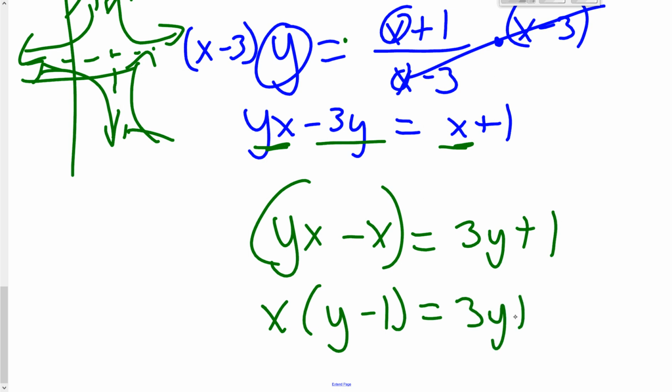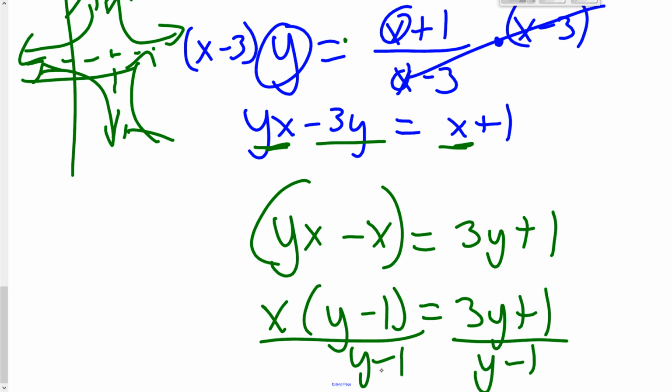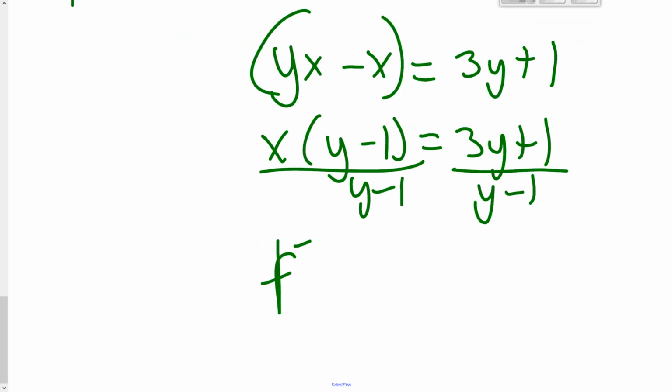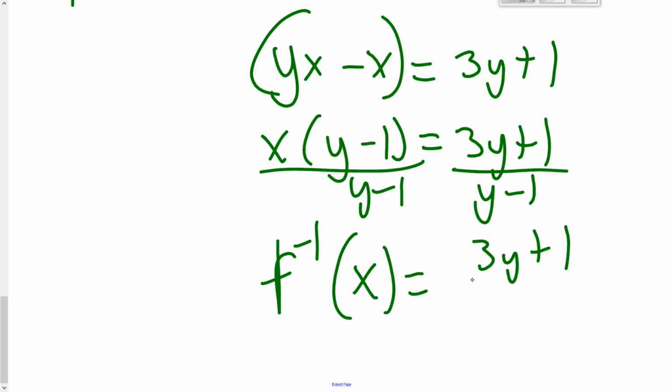So don't just leave it as y. Now I can divide by y minus 1. Now I can write it in inverse form. And because I had a restriction on my first function, I should have a restriction here. And because it's a rational function, I need to exchange my y's and x's, right? So these need to be x's, not y's.